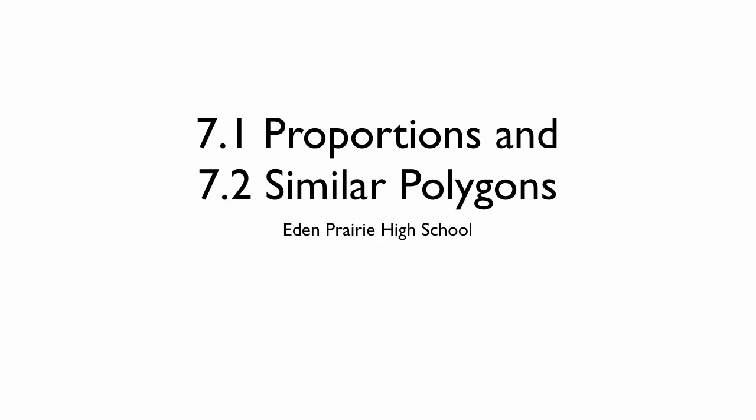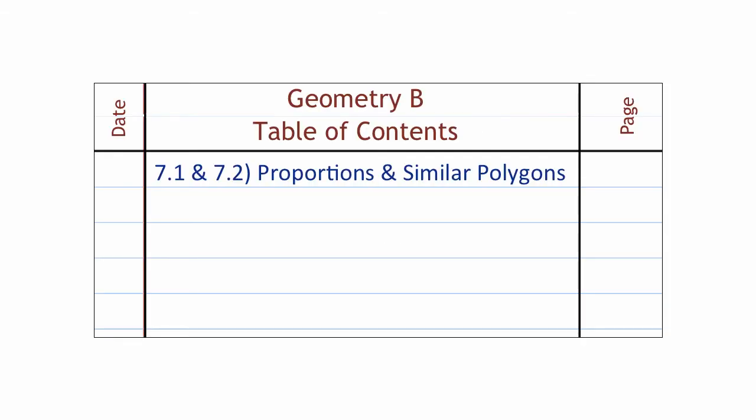7.1 and 7.2 are all about proportions and similar polygons. Make sure you get this into your notes. 7.1 and 7.2. So 7.1 is all about proportions.